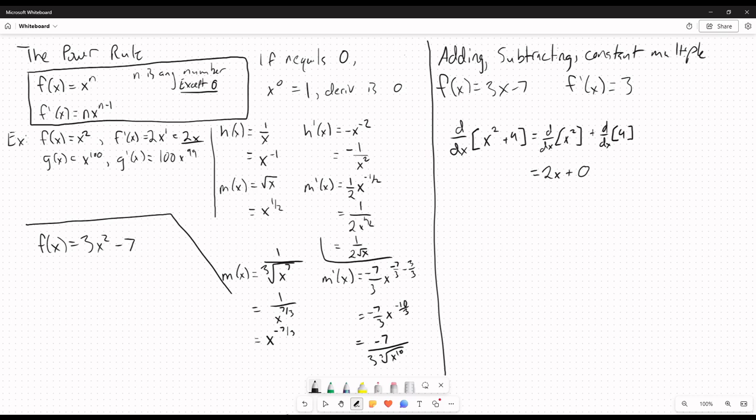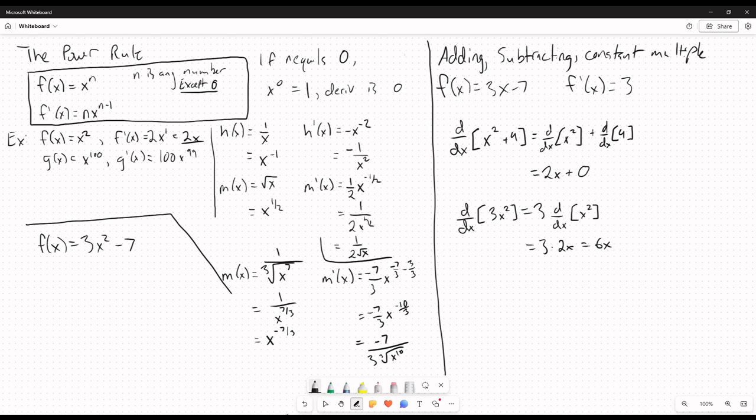So that's one of our rules. The other rule that we have is that if we have a number that's multiplied by a constant, so let's say 3x squared, and we want to take the derivative of that, all we have to do is pull the constant out front and take the derivative of whatever's left. So that will give us 3 times the derivative of x squared, which will equal 3 times 2x, which equals 6x.